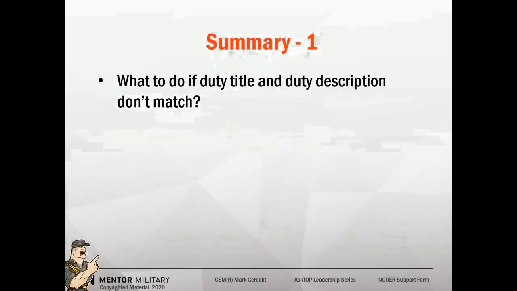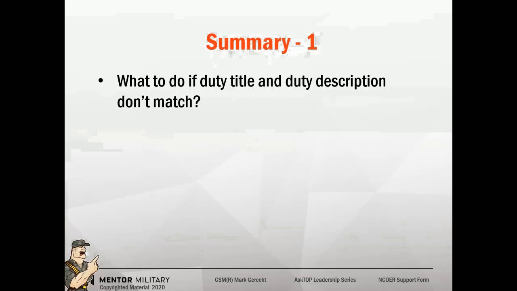So let's talk about summary. What do you do if there's a difference between duty title and duty description? When all else fails, seek that leadership position. Everybody understands a leadership position on that board.